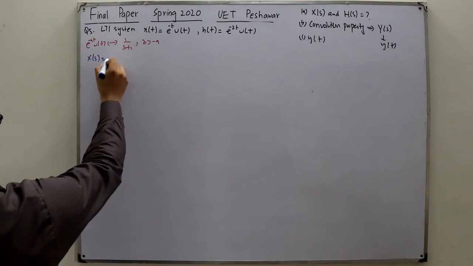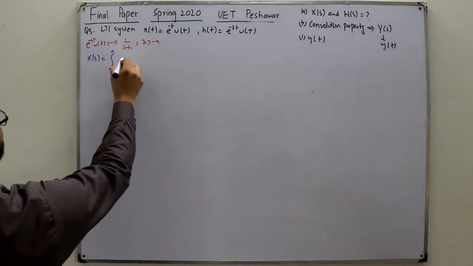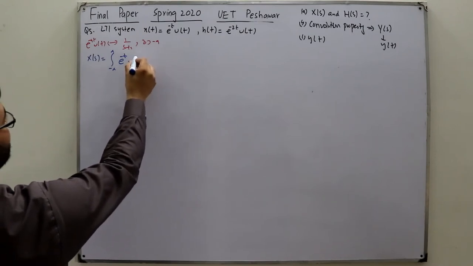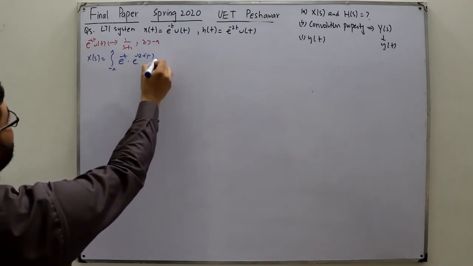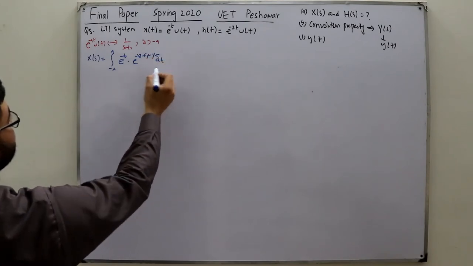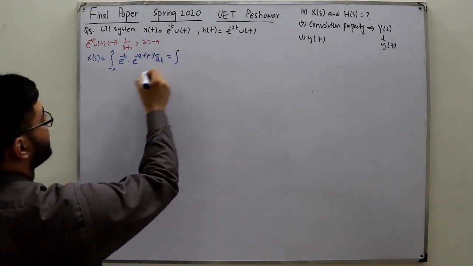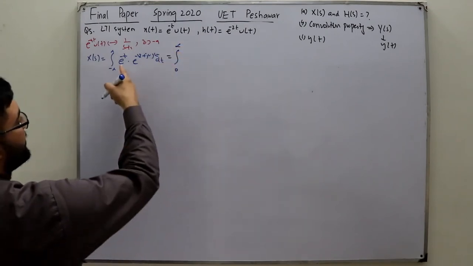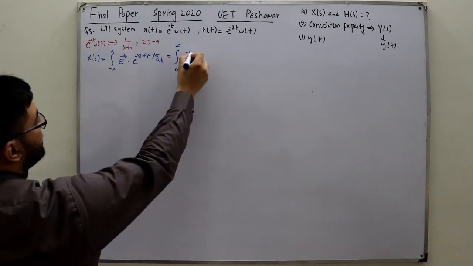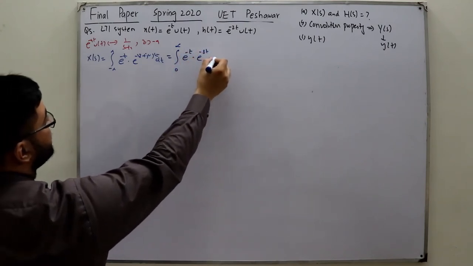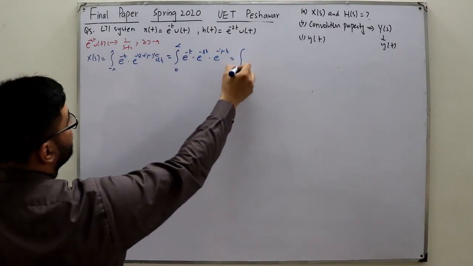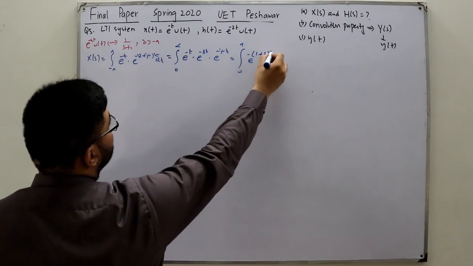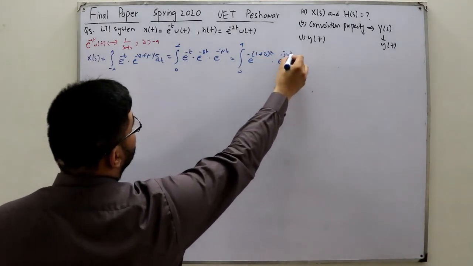So we would do what? X of s, we would take negative infinity to positive infinity of x of t, exponential of negative s t. So let's say I make negative sigma plus j omega into t with respect to t. Now what do you do? Now let's say a unit step was involved, so I have 0 to infinity, right? Then you have exponential of negative t, exponential of negative sigma t, exponential of negative j omega t. 0 to infinity, exponential of negative, I would take 1 plus sigma into t, exponential of negative j omega t with respect to t.